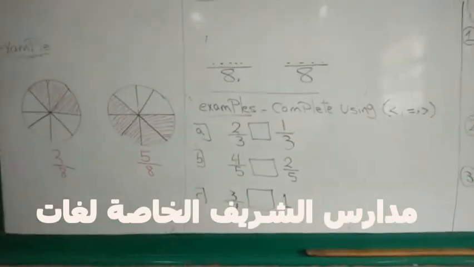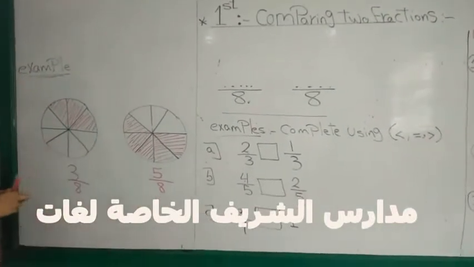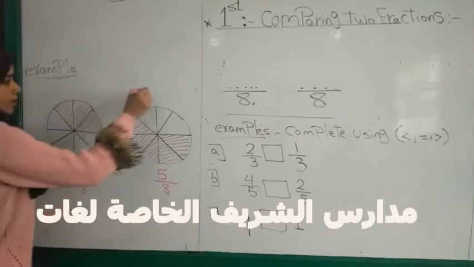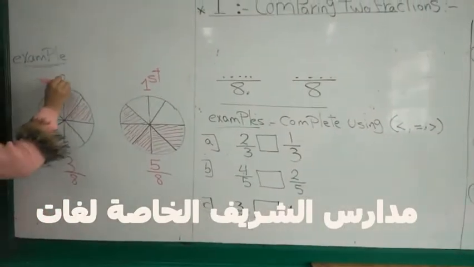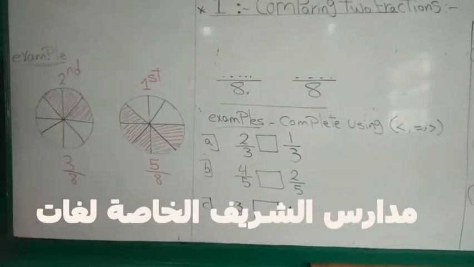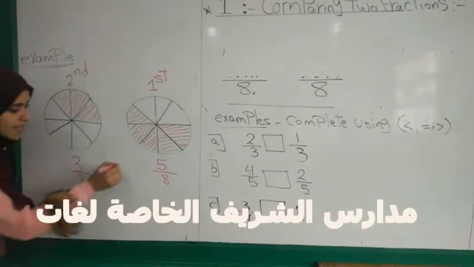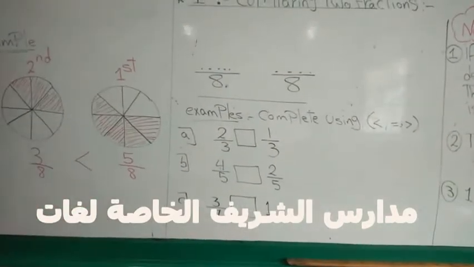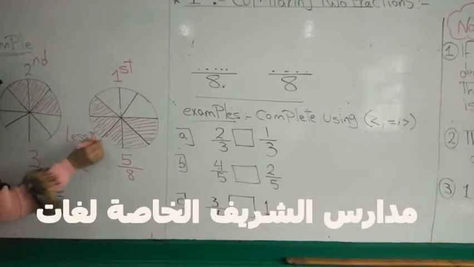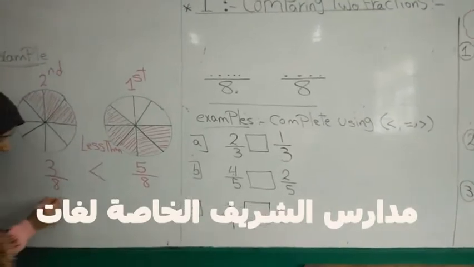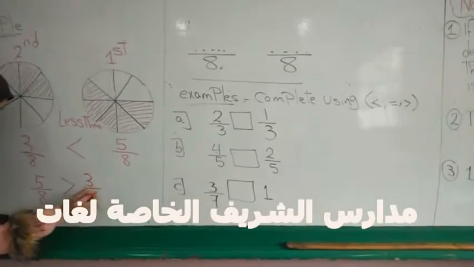Now, which part is the greater? The first part. And the second part is the smaller part. So now we can say that 3 eighths is less than 5 eighths, or 5 eighths is greater than 3 eighths.